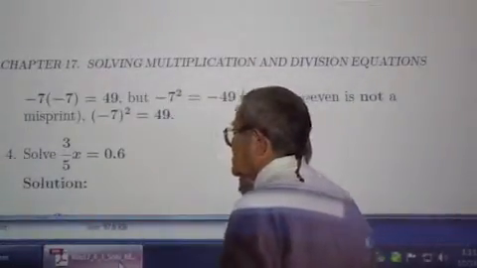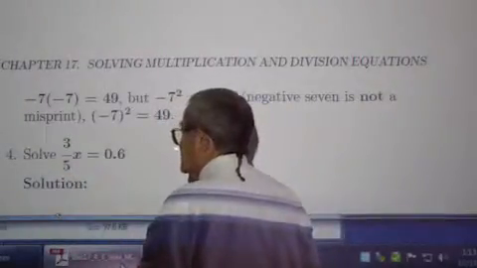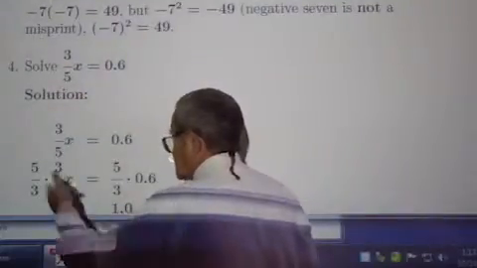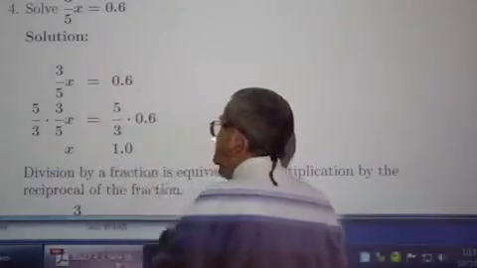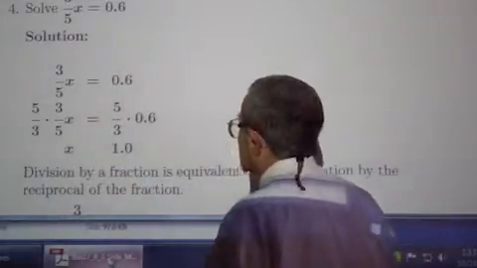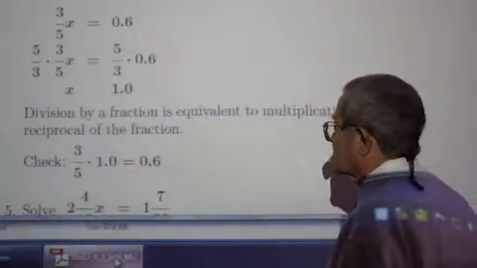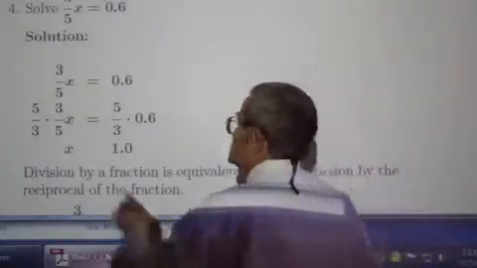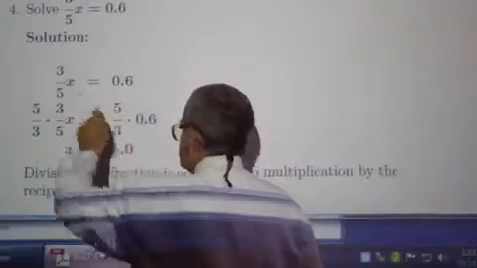Okay. You want to solve 3 over 5x, which is 0.6. You could multiply both sides by 5 over 3, which is what I did here. And x comes out to be exactly 1. Yes, because this is 0.6 times x, this is 0.6. Divide both sides by 0.6, you get 1.